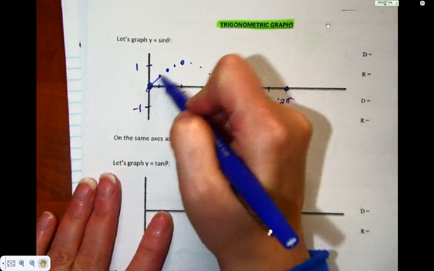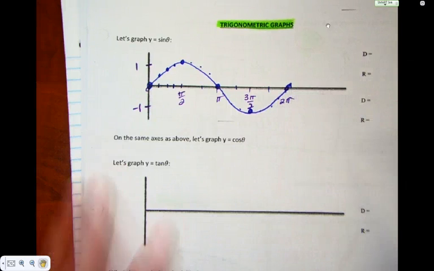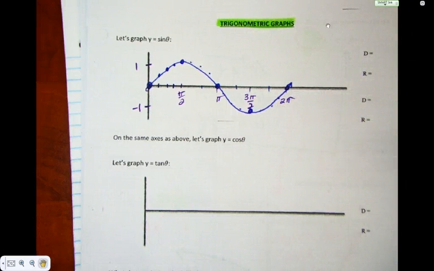Here's what sine looks like. Let's pretend in quadrant 2 I actually hit those points. Let's just pretend.